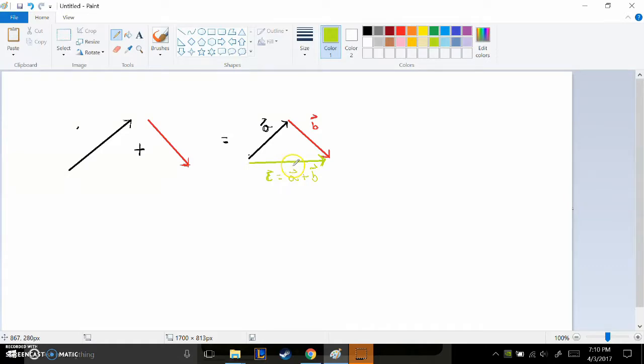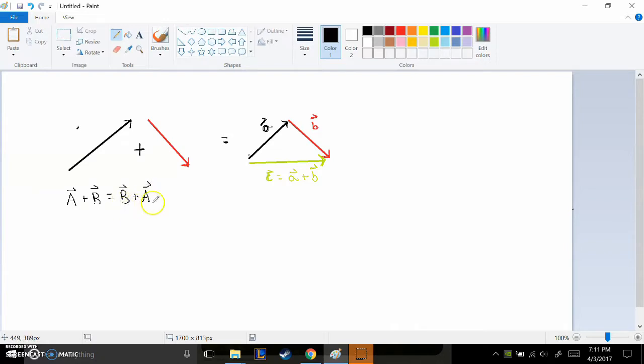When we're adding, we have to recall a couple different rules of algebra. So, addition is commutative, which means if we take some vector A plus some vector B, we can change the order. It's the same as B plus A.